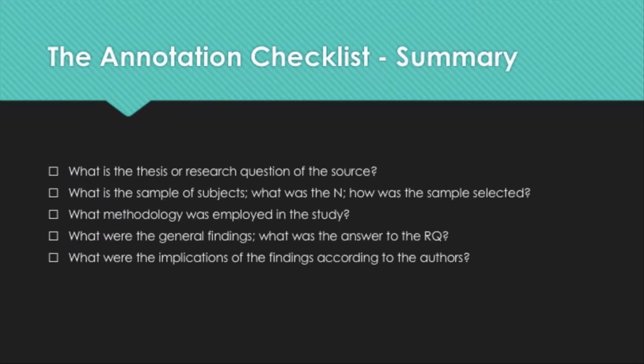In summarizing the article, I like to ask the following questions. What is the thesis or the research question of the source? What is the sample of subjects? What was the N, or how was the sample selected? What methodology was employed in the study? What were the general findings? And what was the answer to the research question? What were the implications of the findings, according to the authors?